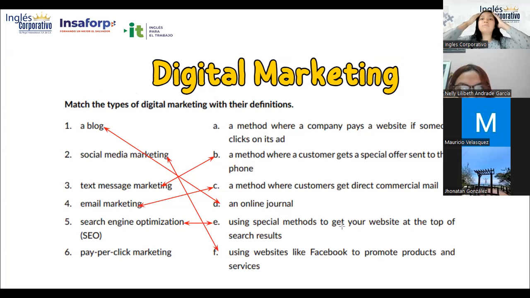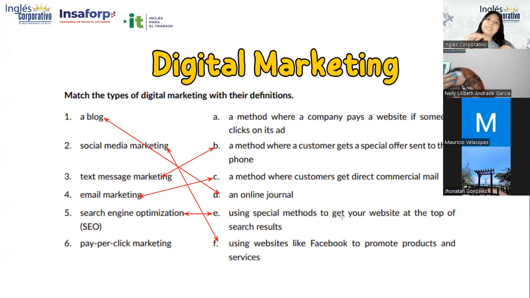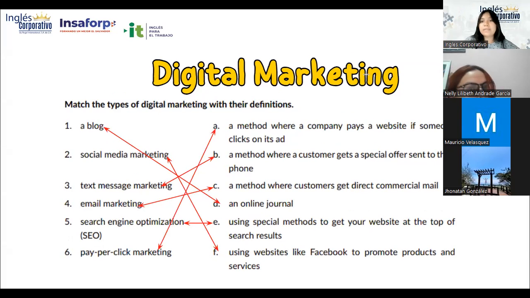Whenever you search for something on the internet, you see that some pages are at the top. And why are they at the top? Because the companies use SEO, and that is actually the goal for every company, right? What about number six? Pay-per-click marketing. What is it? A method where a company pays a website if someone clicks on its ad. Excellent. So we have digital marketing vocabulary. Let's move.